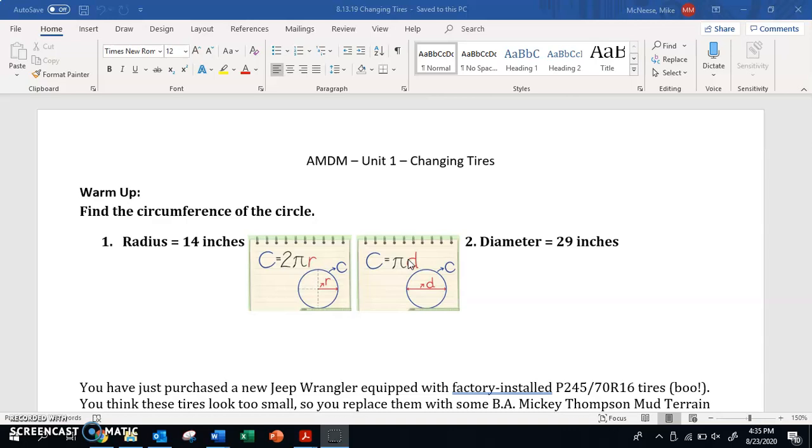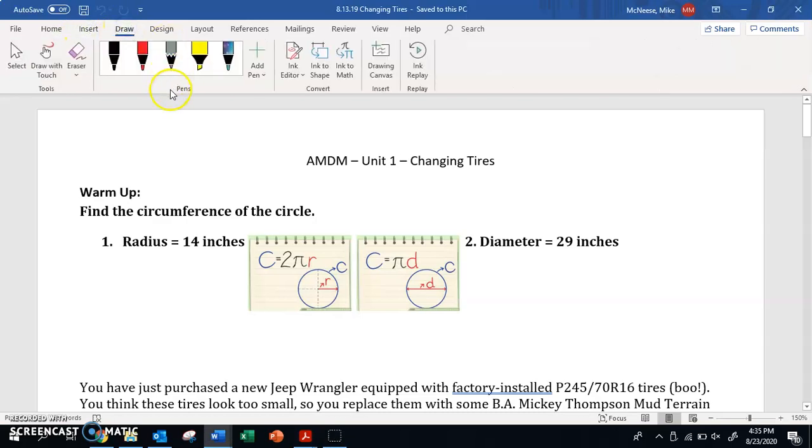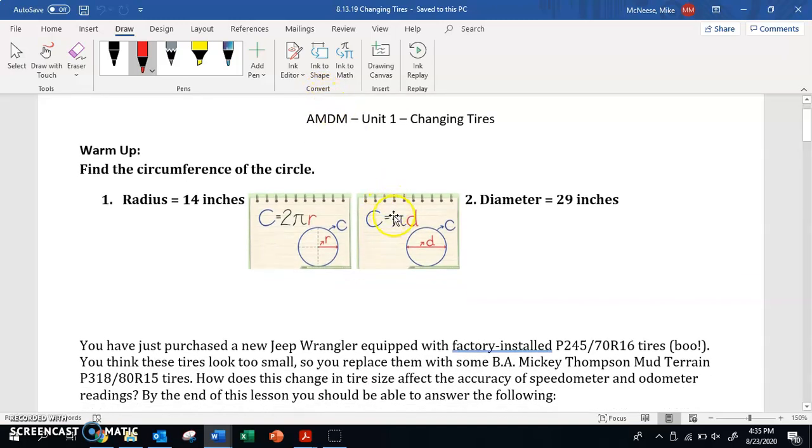We're going to be talking about changing tires, and then after that, we're going to be calculating final grade averages. So the first one is changing tires. Now the warm-up asks us to find the circumference of a circle. I'm going to give you a couple seconds to figure that one out on your own, and then we'll talk about it.